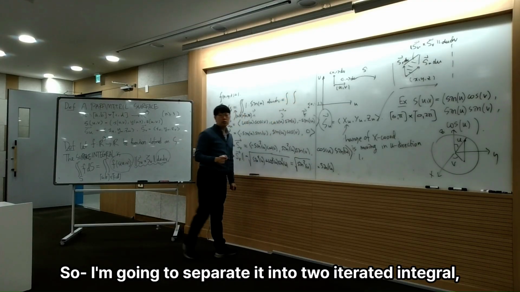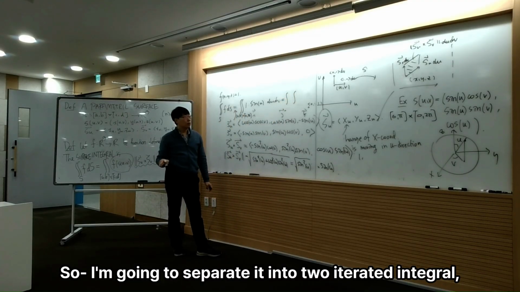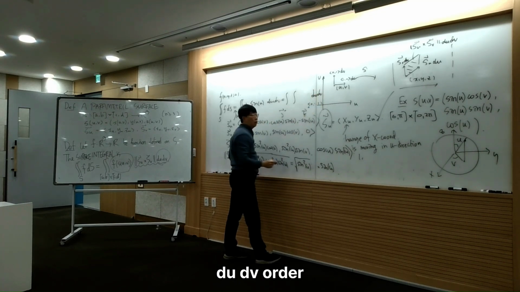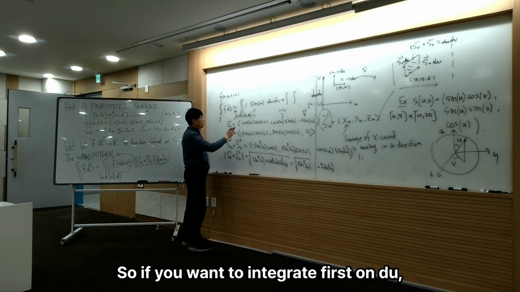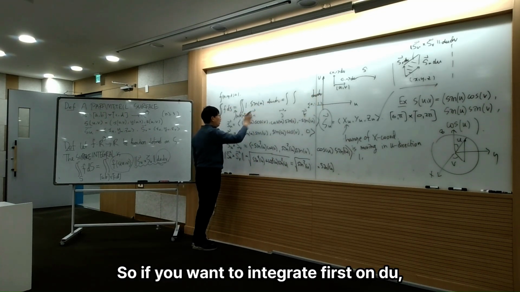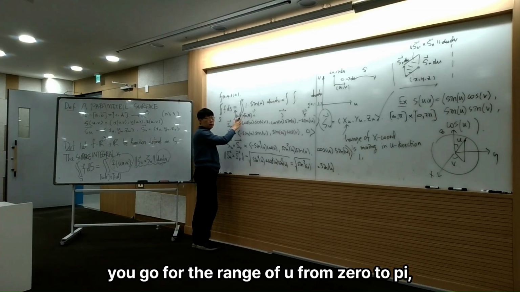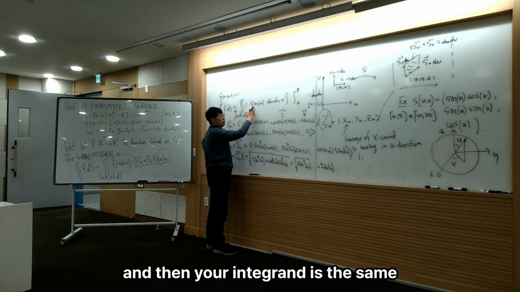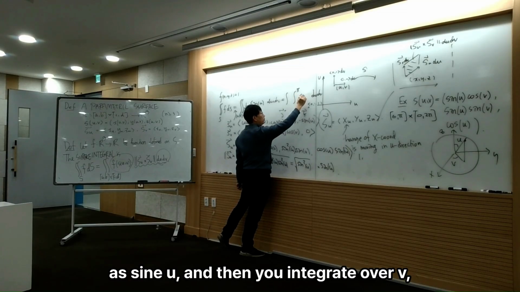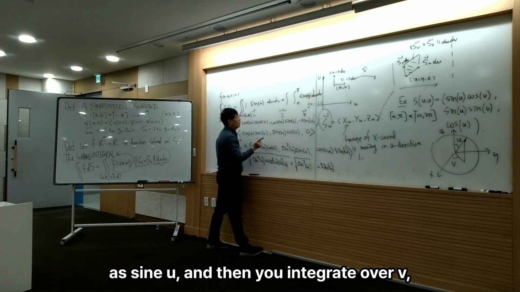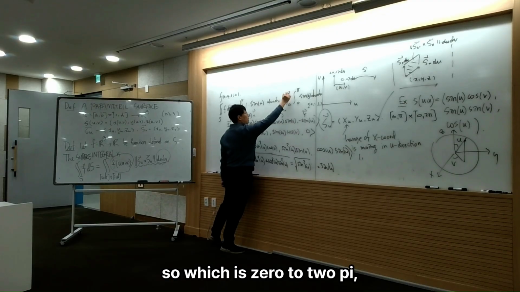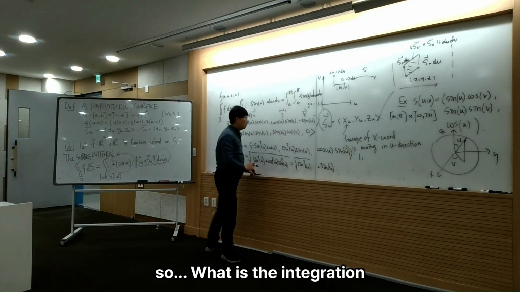I'm going to separate it into two iterated integrals, du, dv order. If you want to integrate first on du, you go for the range of u from 0 to pi, and then your integrand is the same, sine u. And then you integrate over v, which is 0 to 2 pi.